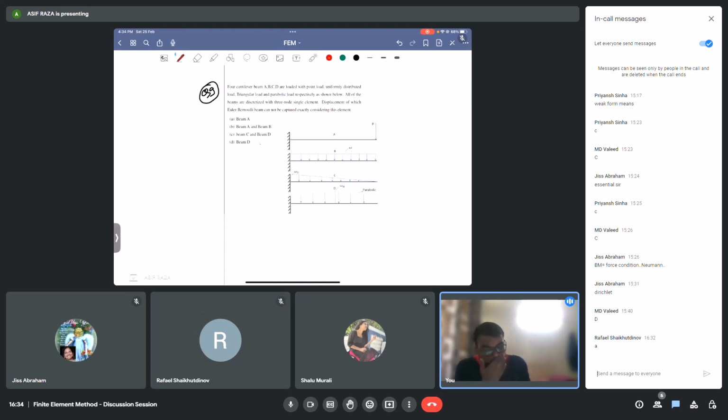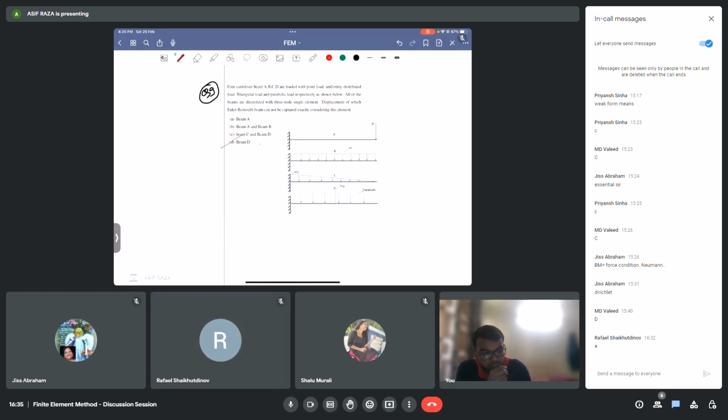Okay, nevertheless, let's solve question number 9. The question number 9 was: 4 cantilever beams A, B, C, D are loaded with point load, UDL, triangular load, and parabolic load respectively as shown below. All of the beams are discretized with a 3 node single element. Displacement of which Euler-Bernoulli beam cannot be captured exactly considering this element? So, option D is correct.